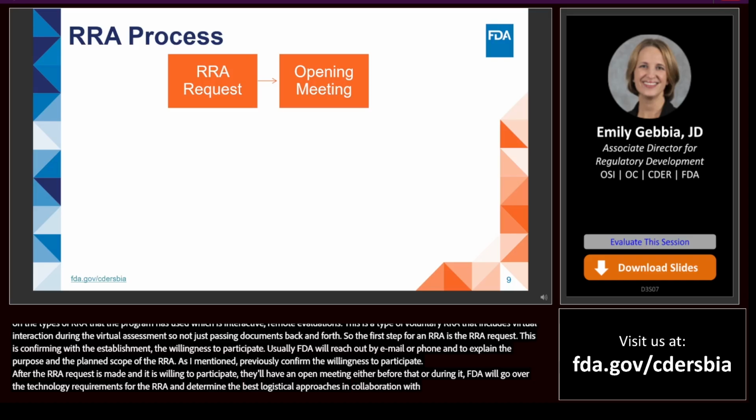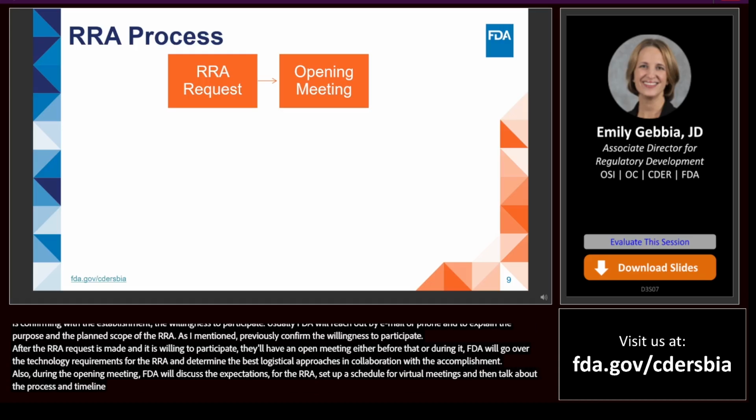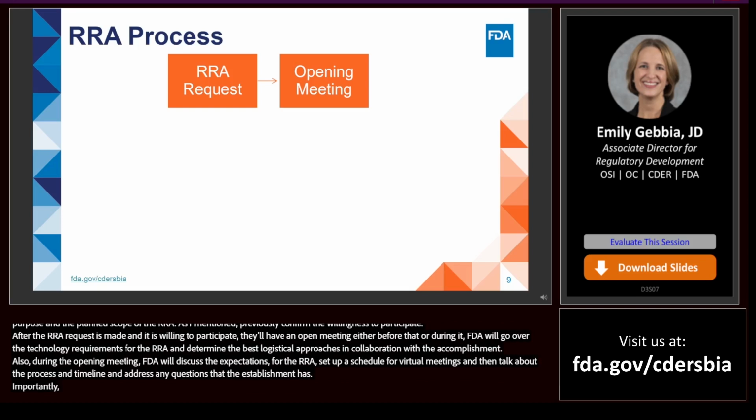Also during the opening meeting, FDA will discuss its expectations for the RRA. It'll set up the schedule for virtual interviews and meetings. It'll talk about the process and timelines and address any questions that the establishment has. Importantly, unlike an opening meeting for an inspection, an FDA Form 482 is not issued at the opening of an RRA.